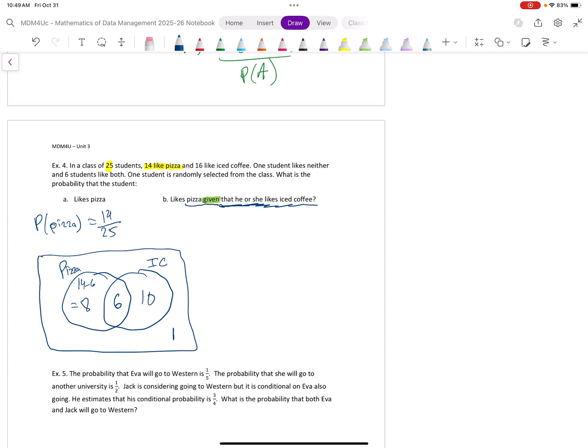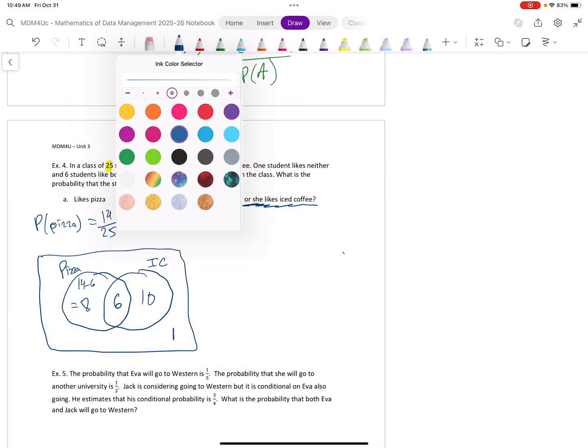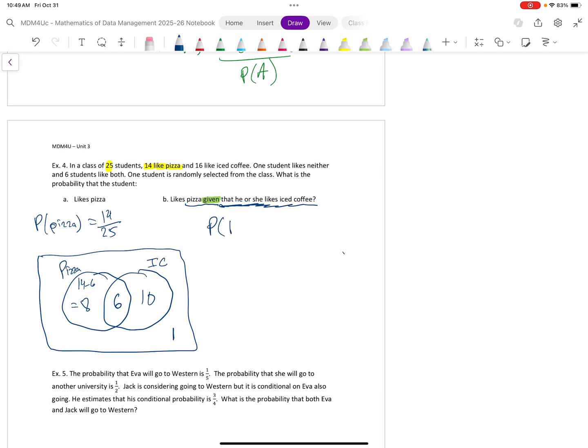So if I use the kind of approach that I did on the previous one, I want the probability that they like pizza given they like iced coffee. So I have to go to this part. If they like iced coffee, I'm only thinking of these people. So that's really the given condition. And if I do that, then what's the probability that someone likes pizza in this group?